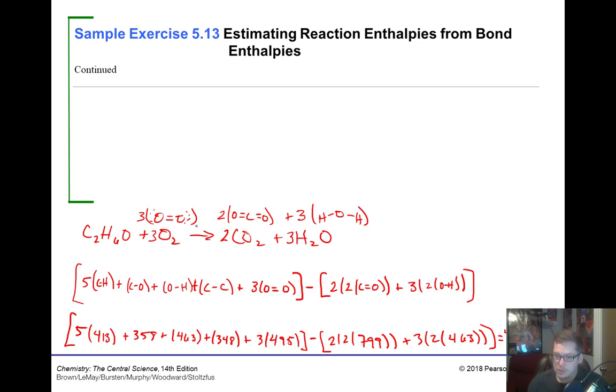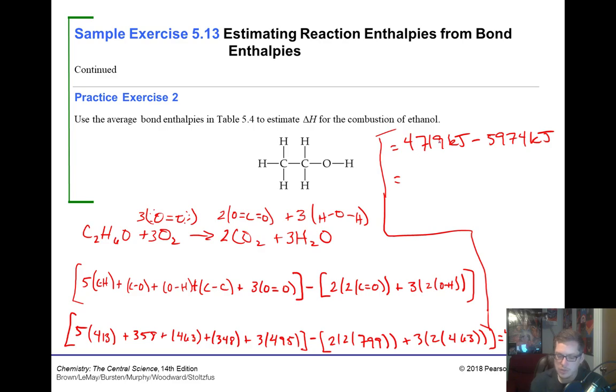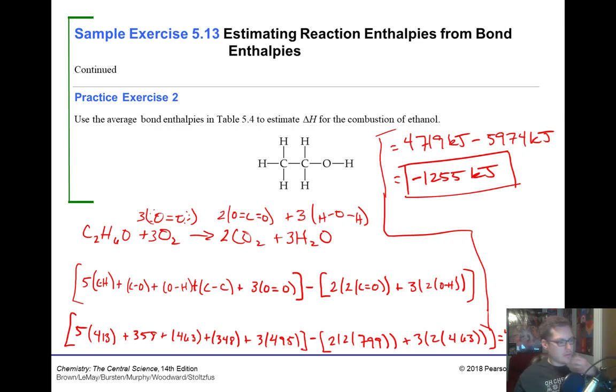Oh, shoot. I just realized that you probably can't see this all around my head, so we'll do this up here. Our bonds broken is equal to 4,719 kilojoules, minus 5,974 kilojoules. When we subtract those, 4,719 minus 5,974, we get negative 1,255 kilojoules, which is our delta H of reaction. So that's just one more way of calculating the delta H of reaction.